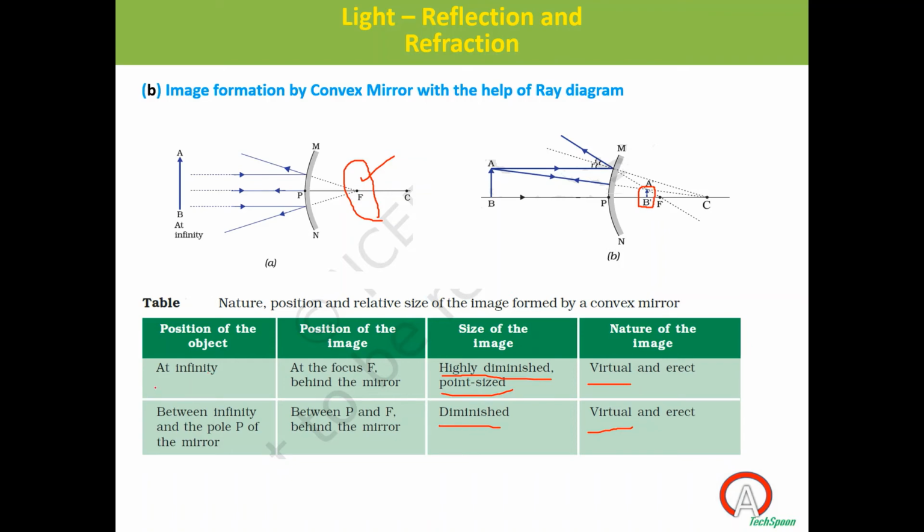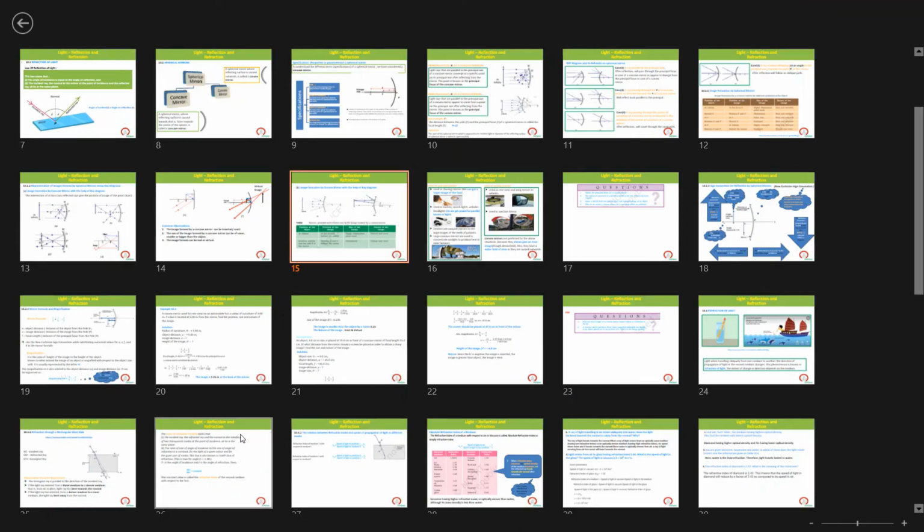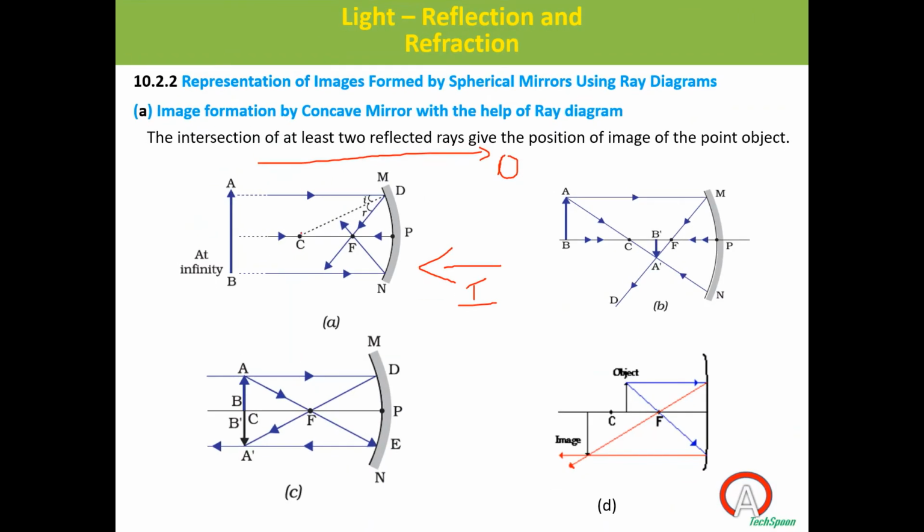Now, the position of the image. What is the position at infinity? In a concave mirror, if you keep an object at infinity, you will get the image at the focus of the concave mirror. But the focus of a concave mirror will be on the same side, right? This is a concave mirror. If I keep the object at infinity, you will get the image at this focus. But it is on the same side, so it is a real image.